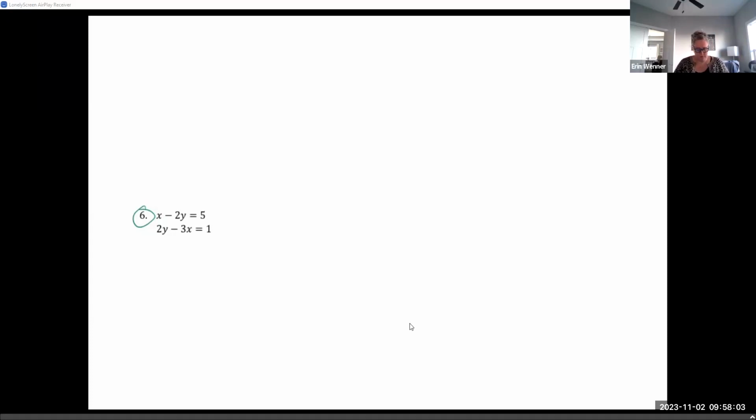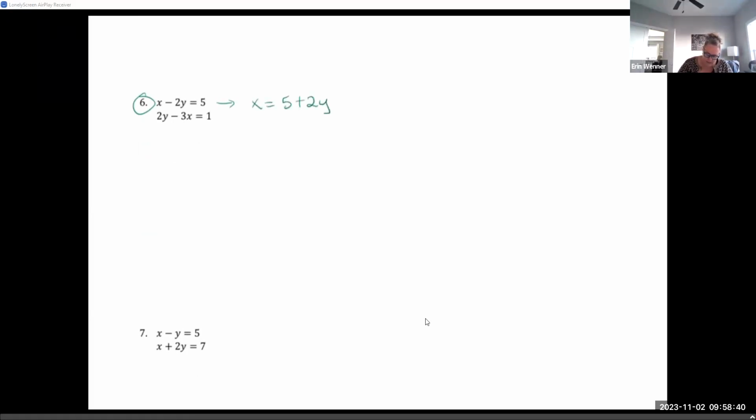Okay, so like I said, I'm always looking for the easiest variable to isolate. And when I look at number 6, X jumps out to me. They're not always going to be super easy, and we'll look at some other examples later when it's not fun. But right now, X, easy one to look at. So I've got X minus 2y equals 5. So I'm going to isolate X by adding 2y to the right side. So I get X equals 5 plus 2y.